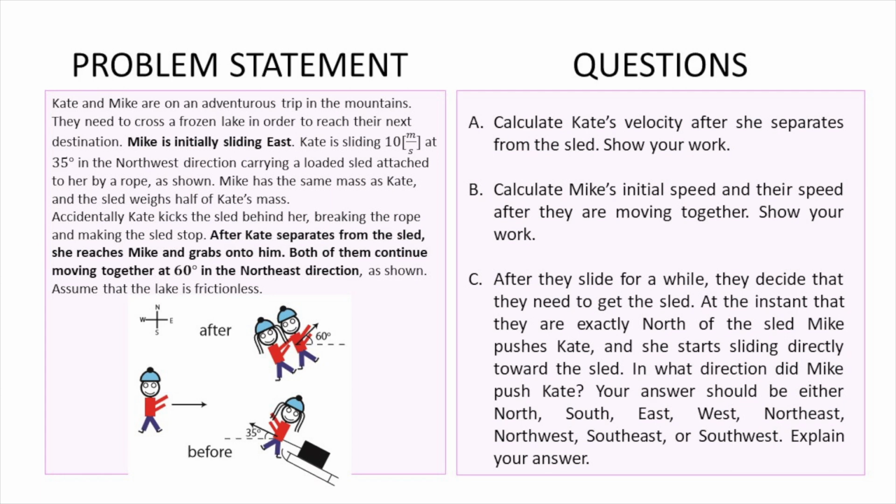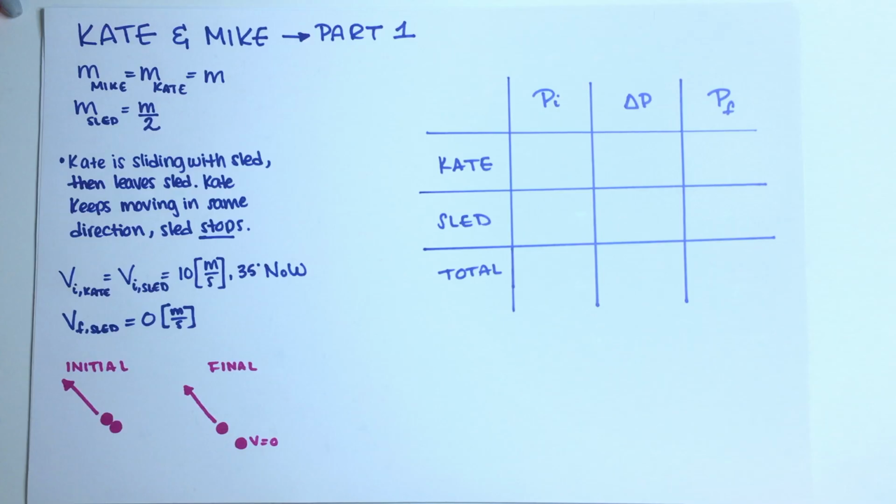So there are several things that we have to do here. First of all, calculate Kate's velocity after she separates from the sled. Then calculate Mike's initial speed and their speed after they are moving together. And then C is just a separate scenario. We'll get there eventually. So as you can see, I have written down the relevant information here, at least for part 1 of my notes.